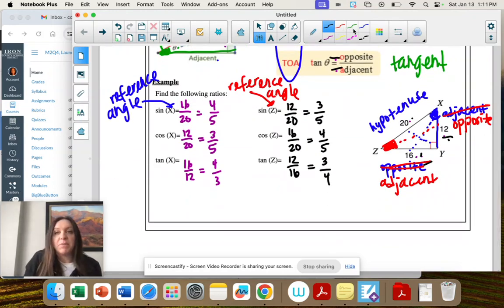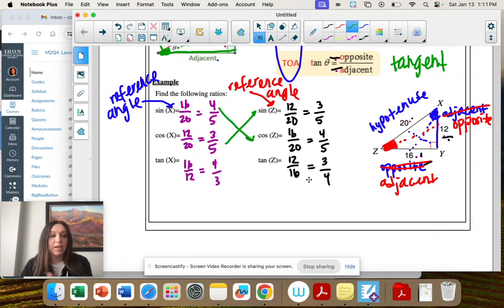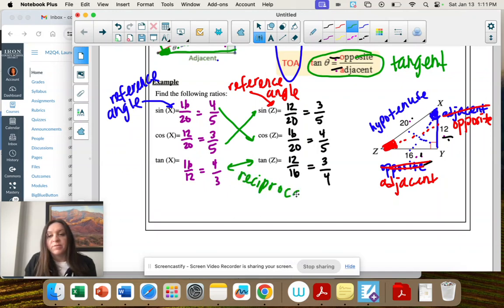So I want you to notice something, and this happens every time. When you switch the reference angles, cosine and sine switch spots. See here, sine of one reference angle is the cosine of this next reference angle. Cosine of our first reference angle is now sine of the second reference angle. And because those opposite and adjacent switch, and that's all that tangent is, the tangent values are the reciprocal. The fraction went from 4/3 to 3/4. So this happens every time with our ratios.